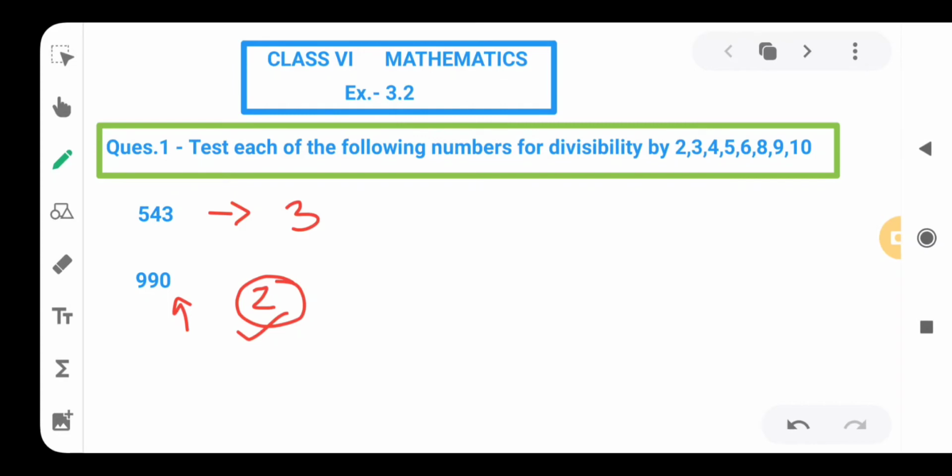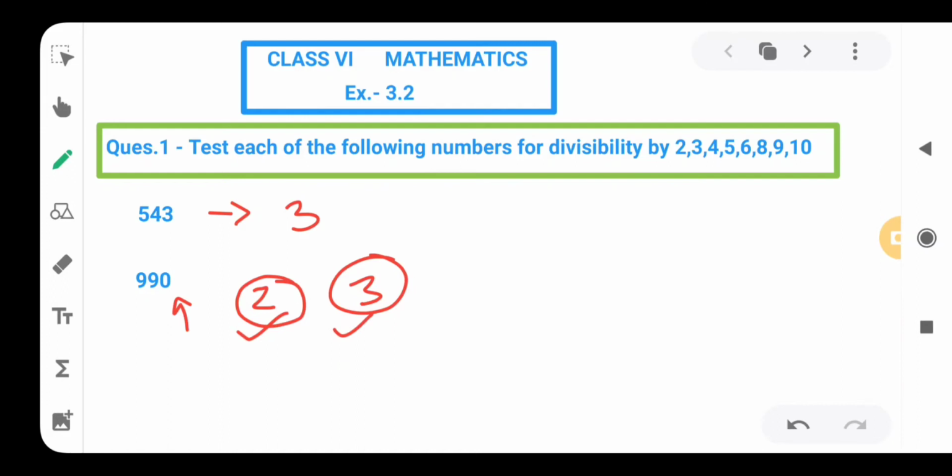Next is, can 990 be divisible by 3 or not? So for that I am going to add the values. So 9 plus 9 plus 0, that means 18. And 18 ki value ko bhi agar hum add karte hain, 1 plus 8, that means 9. So 9 is the divisibility of 3. 9 easily divisible ho jayega kisse, 3 se. So we can say 990 is divisible by 3. ठीक है, 990 easily किससे divide हो जा रहा है, 3 से.